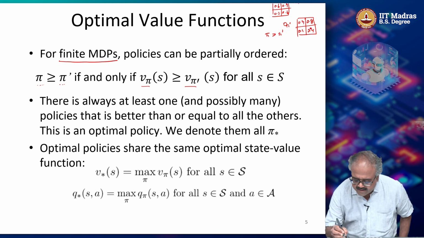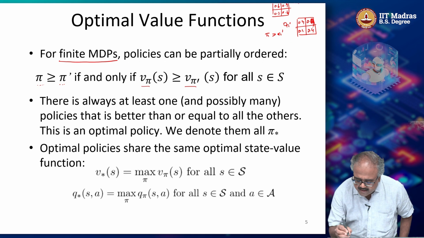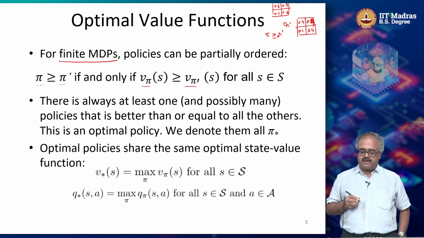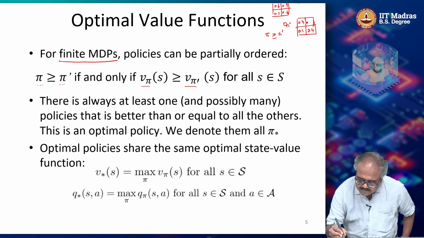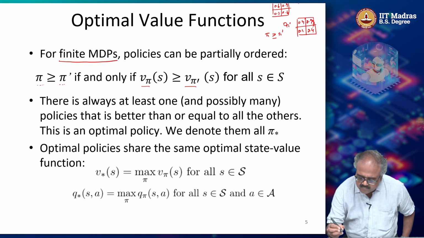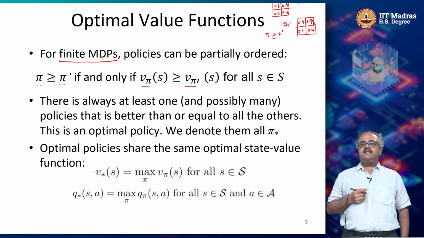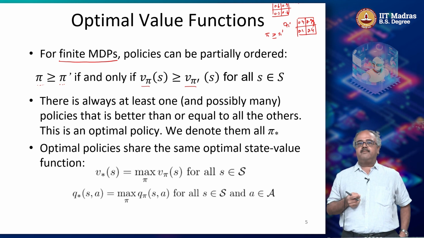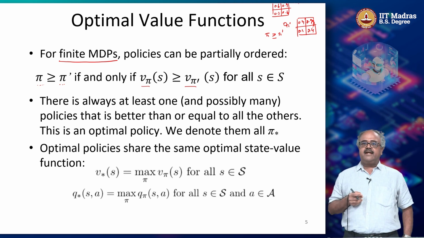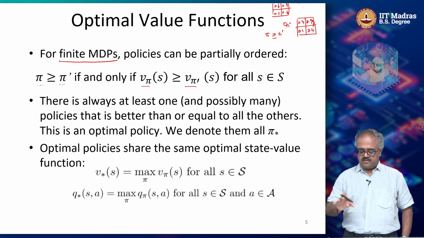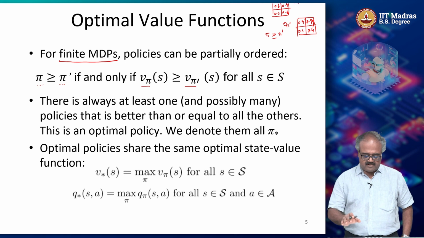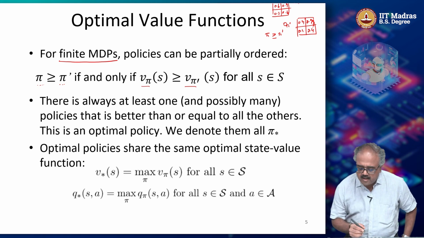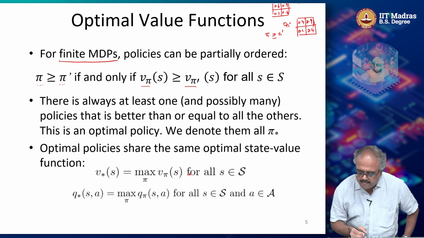Notice that the equal to has gone here. Suppose it had been something like this, so let us say in this state I had 0.9. Then in that state V pi is equal to V pi prime. Therefore, I would have said pi is greater than or equal to pi prime.